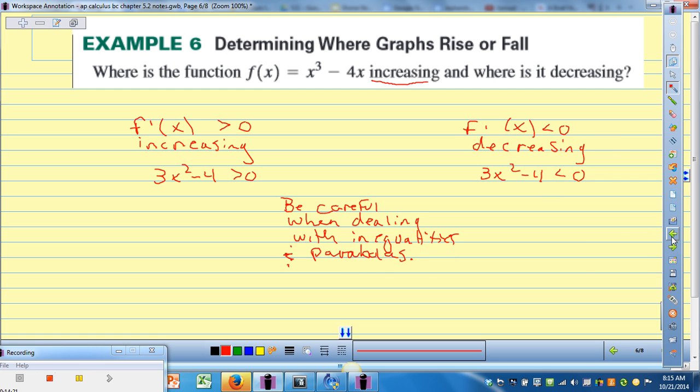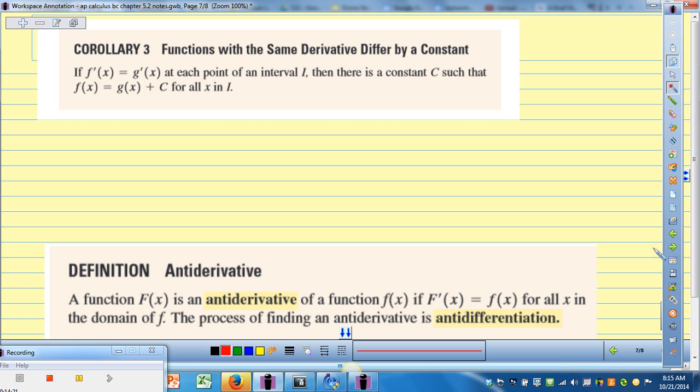Okay. All right, let me see if there's anything else I want to get to before you go. Take a look at these two pieces of information. Functions with the same derivative differing by a constant. So, if f prime of x and g prime of x are equal, so let's say f prime of x is 2x, and g prime of x is 2x, then there is a constant c such that f of x equals g of x plus c.